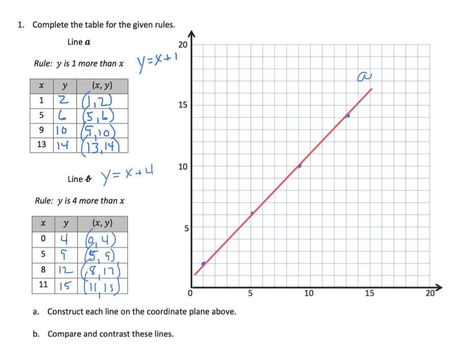Again, it should be a straight line. So I'm going to start with 0 and 4. 5 and 9. 8 and 12. And finally, 11 and 15. We can see that, indeed, these do form a straight line. Now let's connect them. Now we'll label that line B.